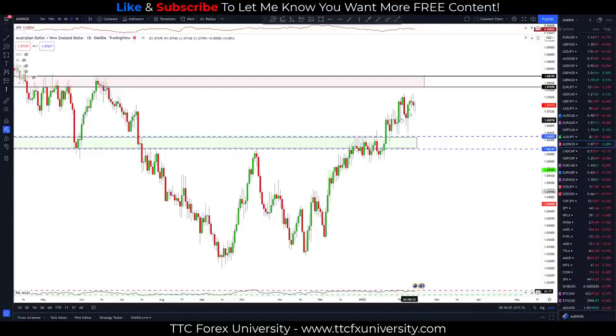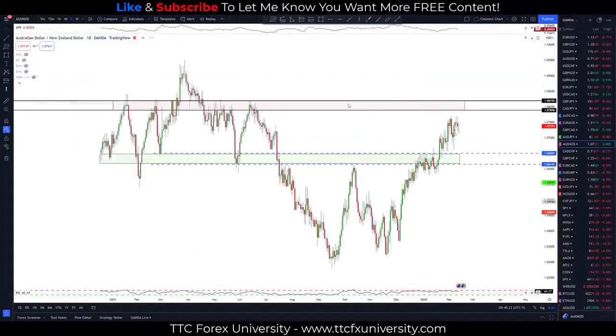Okay, so right now I'm looking at 3 different currency pairs. The first one is going to be the Aussie New Zealand. On the Aussie New Zealand, I have a couple of different areas I'm paying attention to for possible trades. The first one is between 1.0819 and 1.0789. This is an area of resistance that has been tested multiple times looking left.